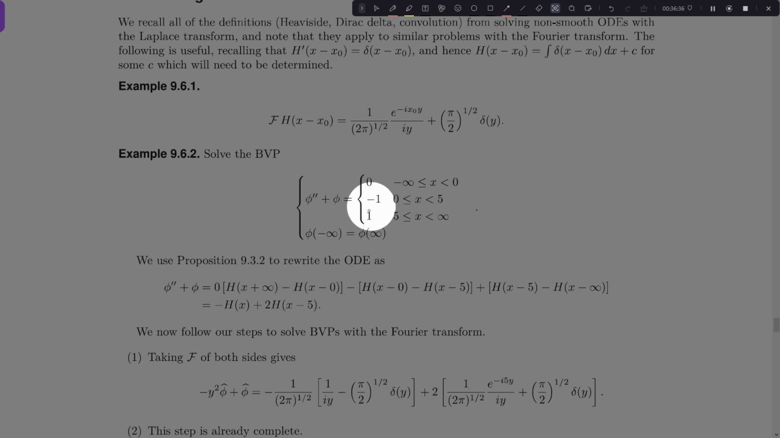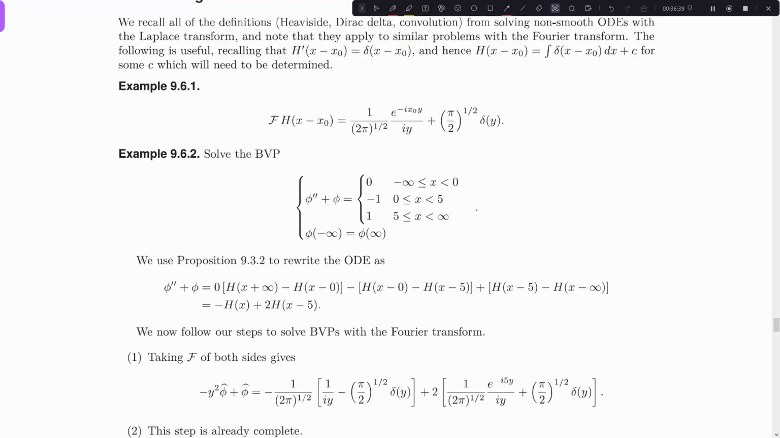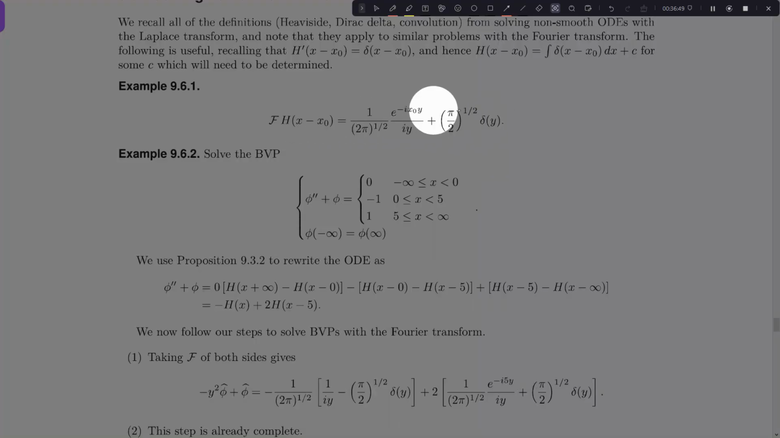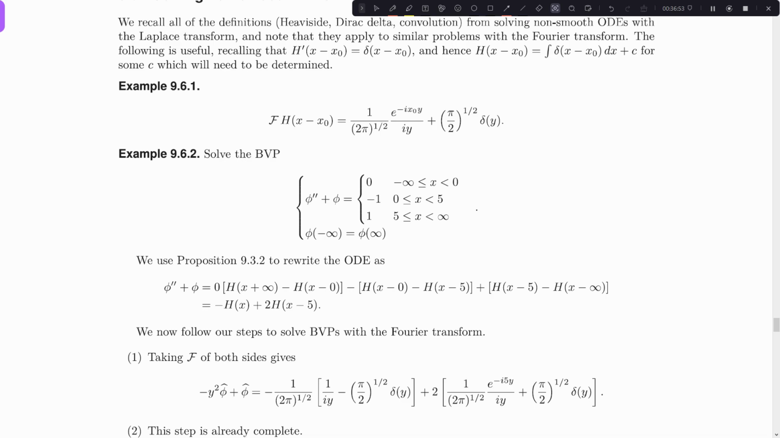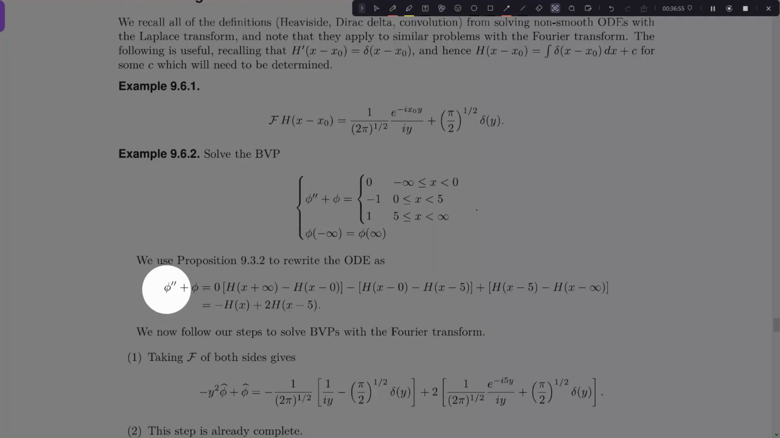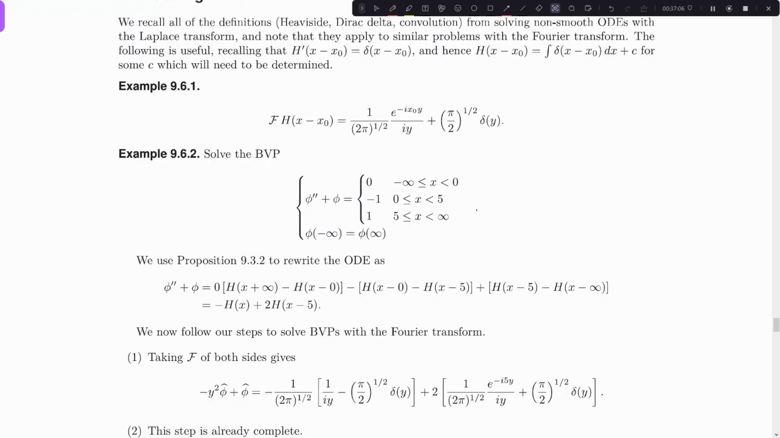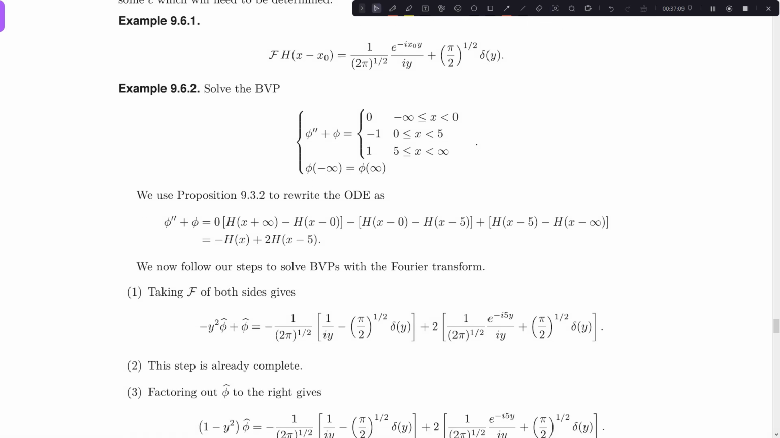And what is the difference between -1 and 1? Well, the difference is 2. So you have to jump up by 2 once you get to 5. So that's what the right-hand side looks like. And if you go ahead and use this definition for the transform of the Heaviside function, then when we transform both sides, the left-hand side still becomes negative y squared plus 1. But on the right-hand side, we have to play with all of these really ugly terms that the Heaviside gave us.